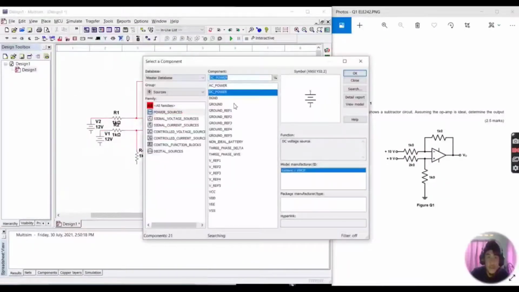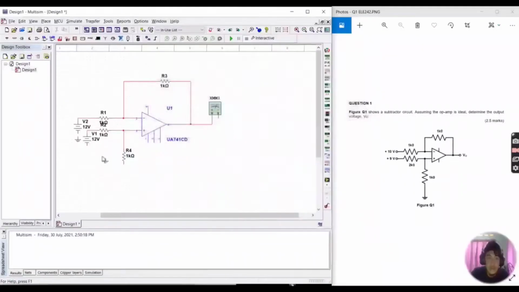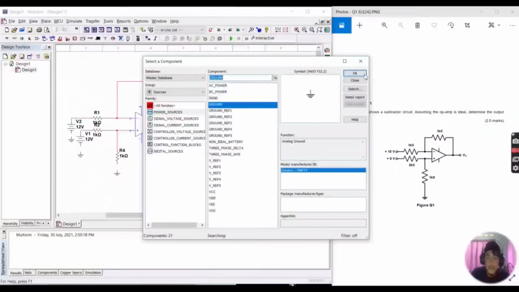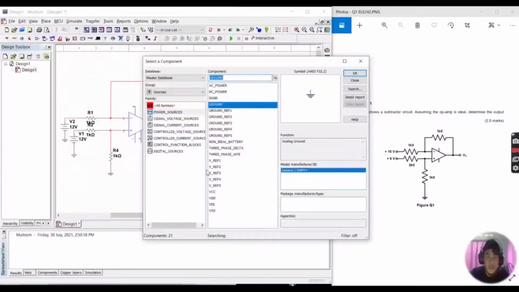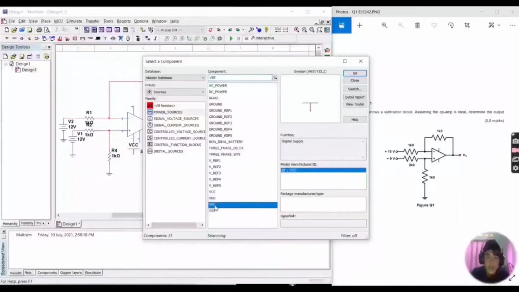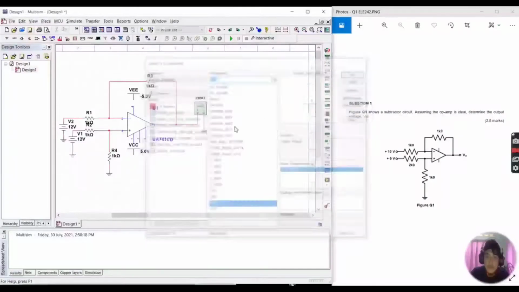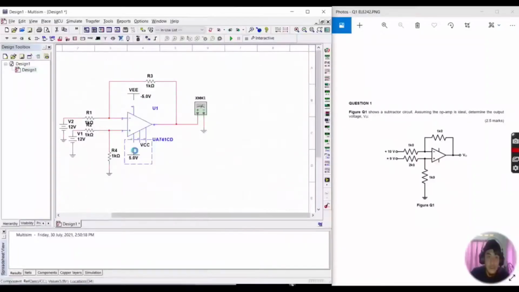And we need 4 ground here. Take ground. Take 1, 2, 3 and 4. Okay, then connect them together. Alright, and then for the pin 7 and pin 4 of the op-amp, we need to put the VCC and VEE. So we take VCC under power source, VCC for the positive side and VEE for the negative side. Okay, we need to flip this vertically and then connect them. Alright.